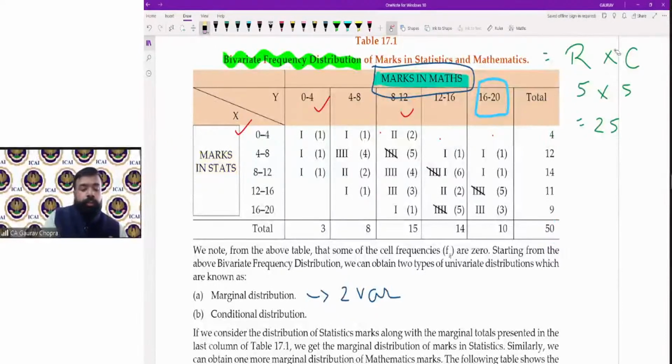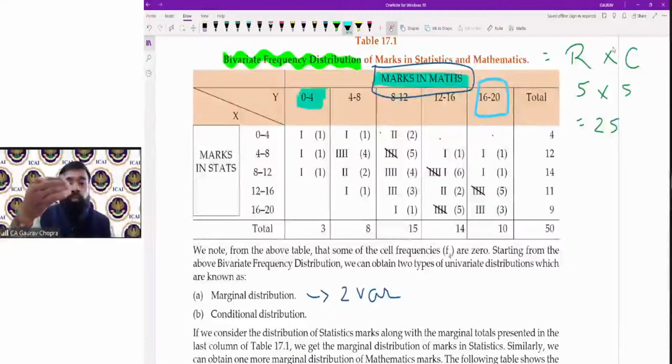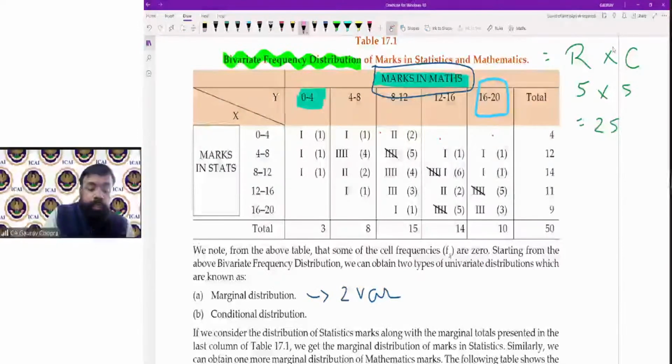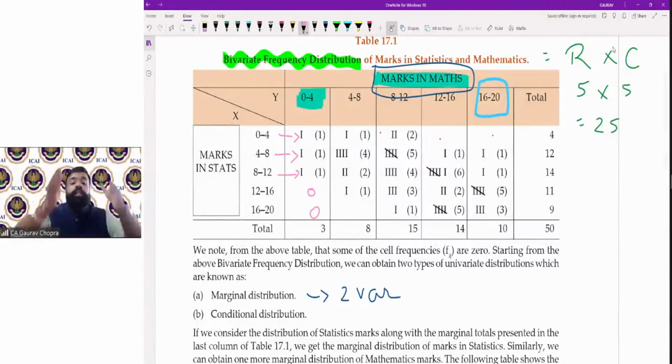अब कंडीशनल डिस्ट्रीब्यूशन का मतलब क्या है? कंडीशनल डिस्ट्रीब्यूशन का मतलब है कि आपको एक कंडीशन दी जाएगी और उस कंडीशन के अकॉर्डिंग पूरी टेबल बनानी है। लेट्स से अगर मैंने कहा कि किसी स्टूडेंट के मैथ्स में मार्क्स है 0 to 4, तो उनके स्टैट्स में कितने मार्क्स आए हैं? तो you have to write down the complete table. 0 to 4 लाने वाले 1 स्टूडेंट है, 4 to 8 मार्क्स सिक्योर करने वाला भी 1 स्टूडेंट है, 8 to 12 वाले 1 स्टूडेंट है, 12 to 16 में 0 एंड 16 to 20 में भी 0। तो this is the complete distribution.